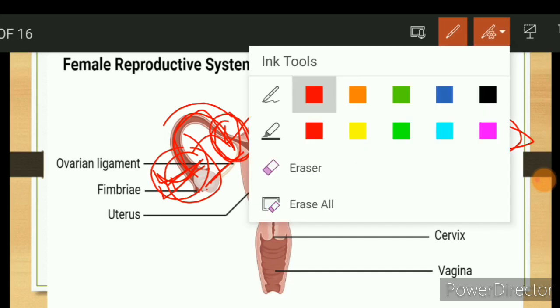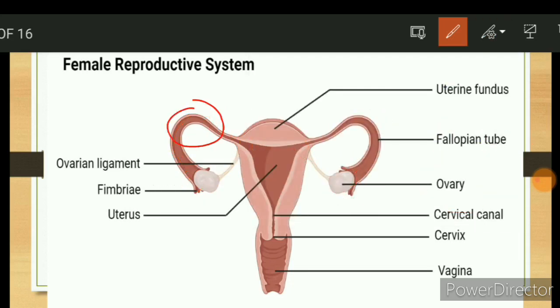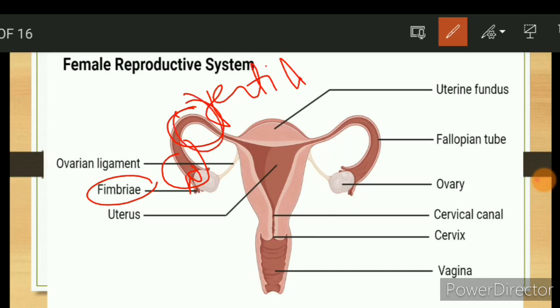These are the two main parts, and the middle part is called the ampulla. In the infundibulum, we can see finger-like projections called fimbriae, and it has a small opening called the ostium. The middle part is the ampulla, which is very important in this case. Fertilization means fusion of male and female gametes, that is syngamy. This happens in the middle part, the ampulla region.